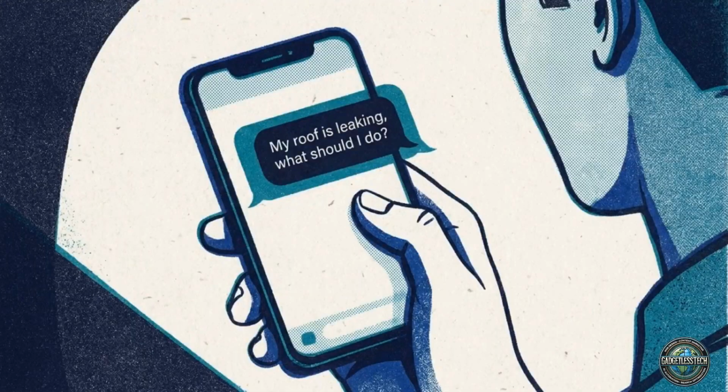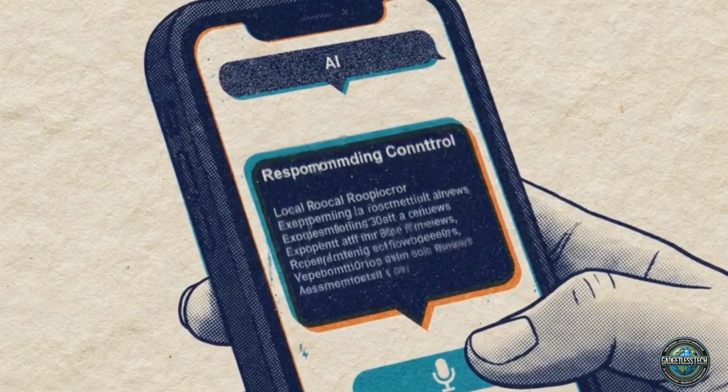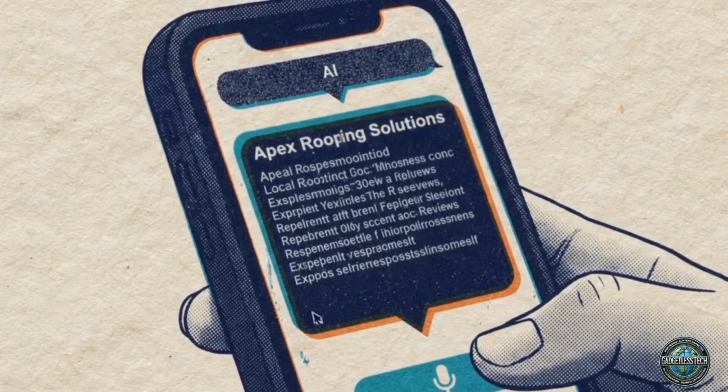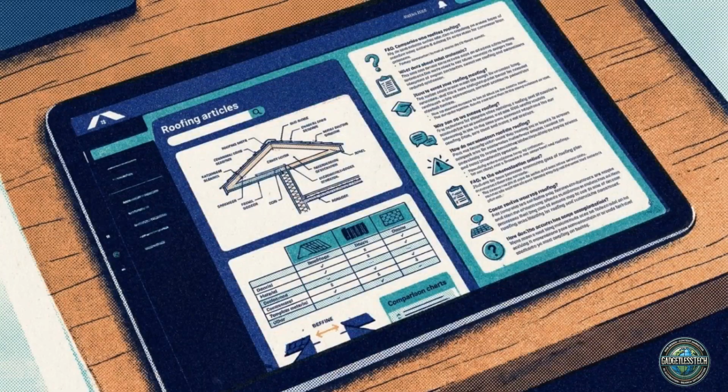Homeowners are also bypassing traditional search bars to ask conversational questions to AI engines like ChatGPT and Gemini. If your website lacks complete topical coverage, these AI assistants will likely omit your company from their recommendations in favor of a more comprehensive source.